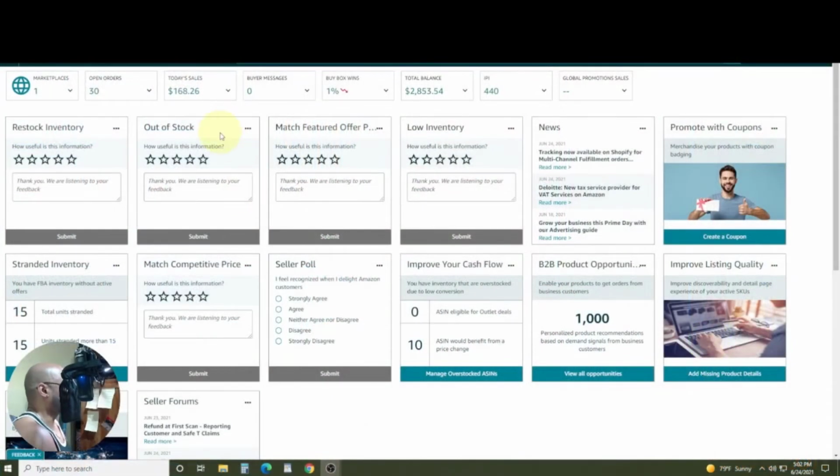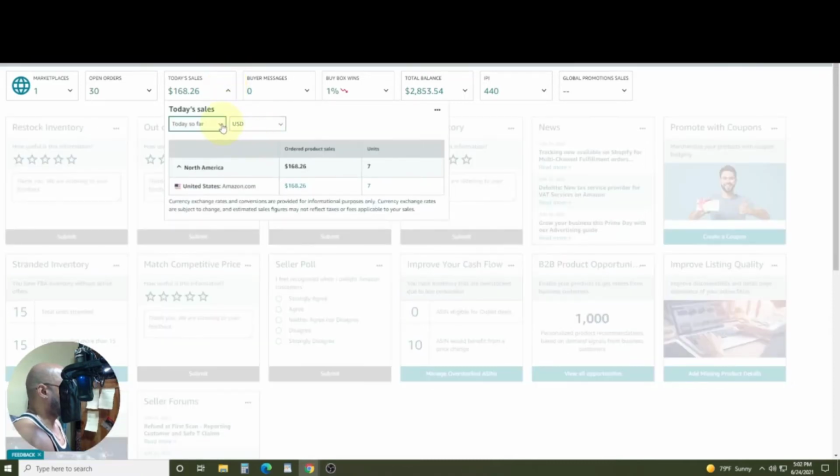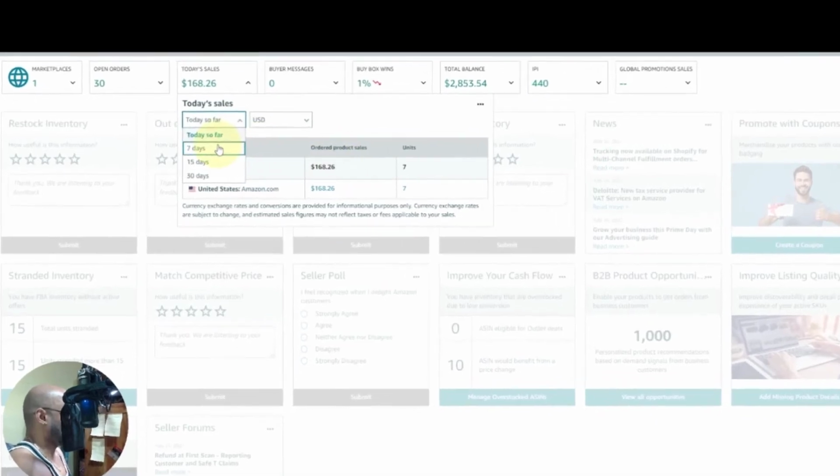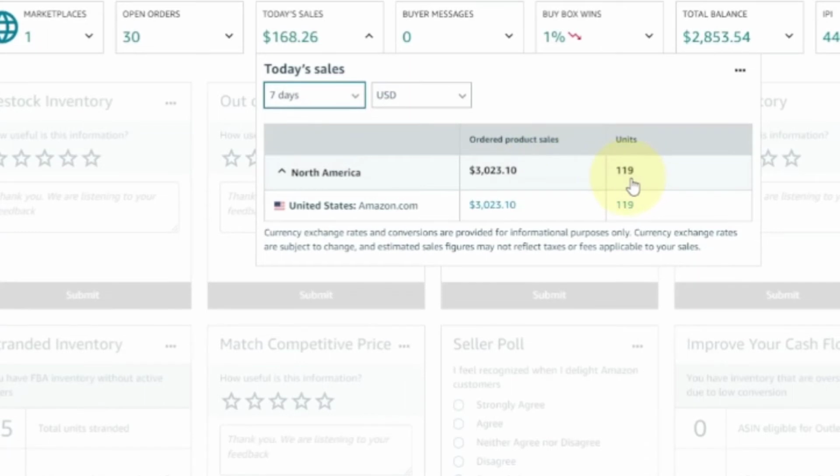Okay, so let's head on over to my Seller Central account, and what we're going to do is, real quick, look at my sales and give you a quick look at what I'm doing. It's nothing great, guys. So we had 7 sales so far, 168 bucks or so. Last week or so, 119 for 3,000, somewhere in that neighborhood. Over the last 15 days, 193, 4,700 thereabouts. And over the last 30 days, take today and go back 30 days, 361 units, a little bit over 9,000.